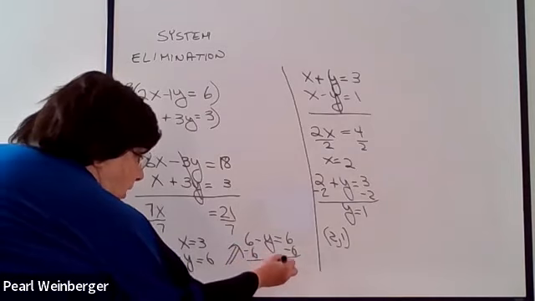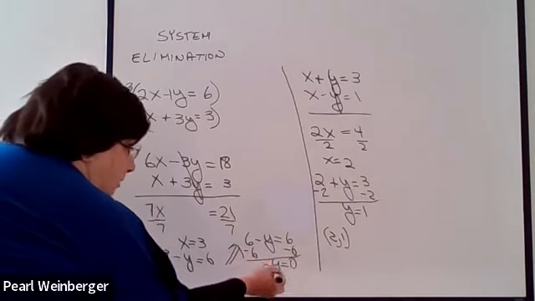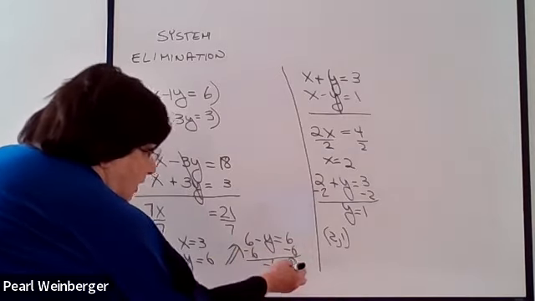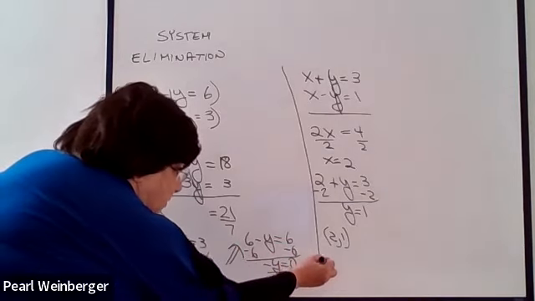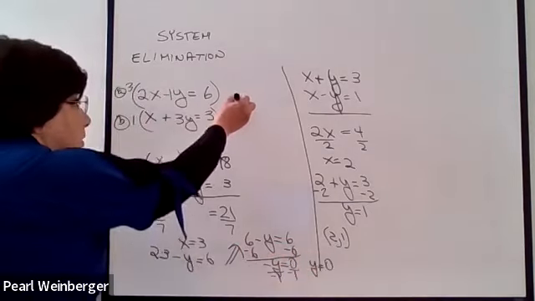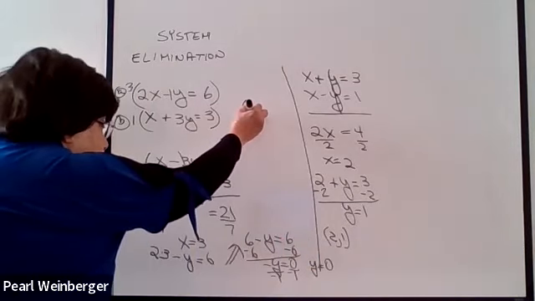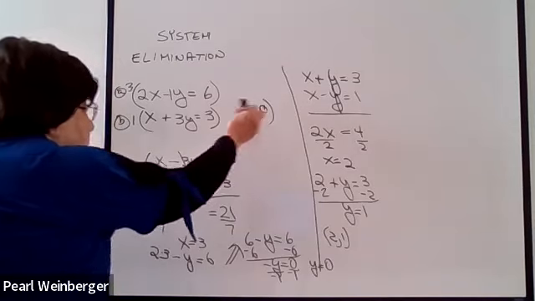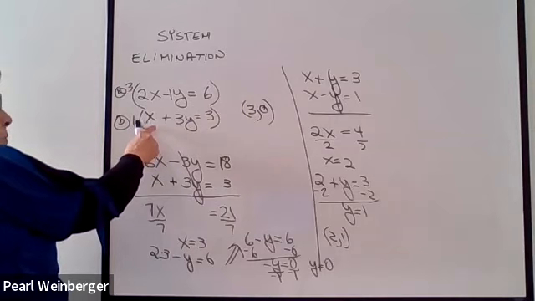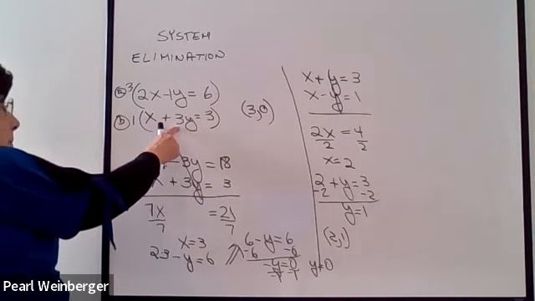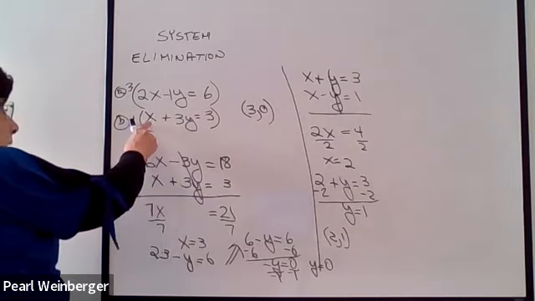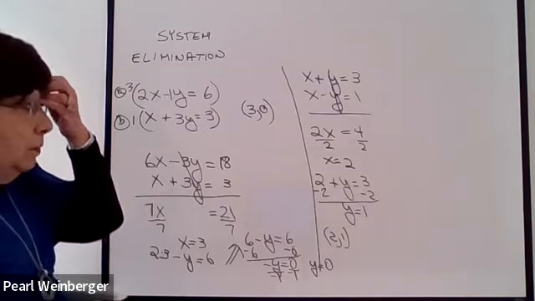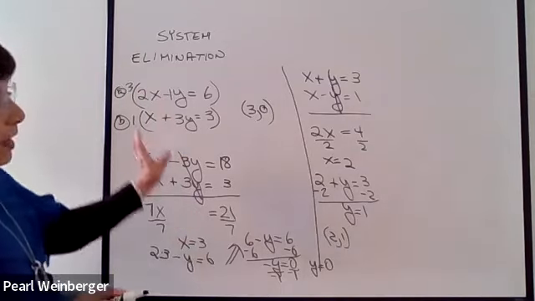I get negative y equals 0. And of course, I would have to divide by -1 to get what y is. And 0 divided by anything is 0. So my solution to this equation is x is 3, y is 0. Notice that works in the second equation as well, because 3 plus 3 times 0 is 3 plus 0, which is 3.